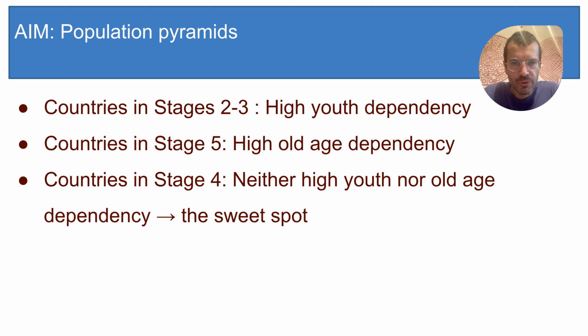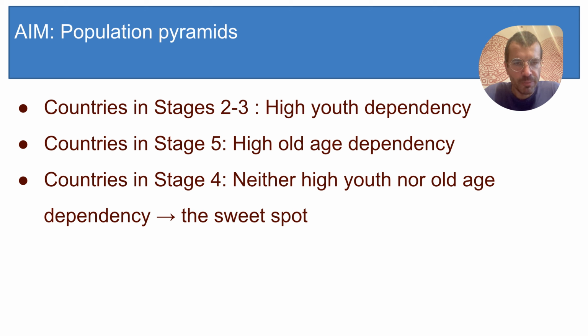Countries in stages 2 and 3 have high youth dependency ratios. High birth rates in those countries mean that there are a lot of children relative to working age adults. Think about Niger, where birth rates are so high. On the other hand, stage 5 countries have high elder dependency ratios because most people live to old age, but few children are being born. And a good example is Japan.